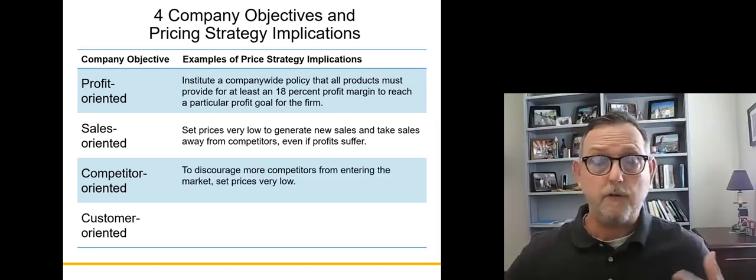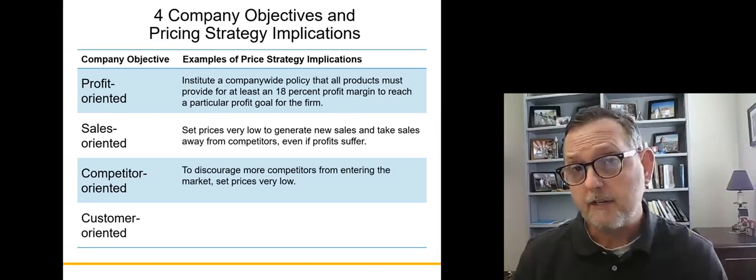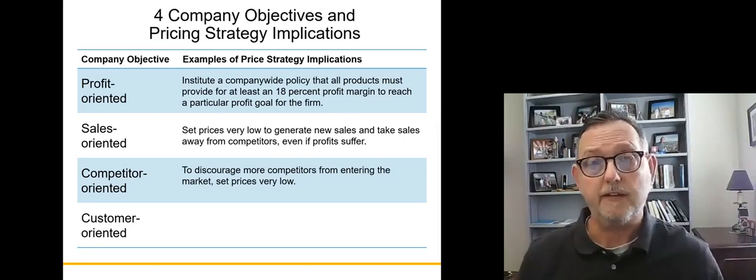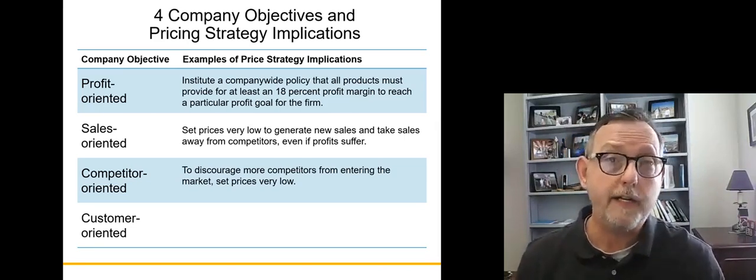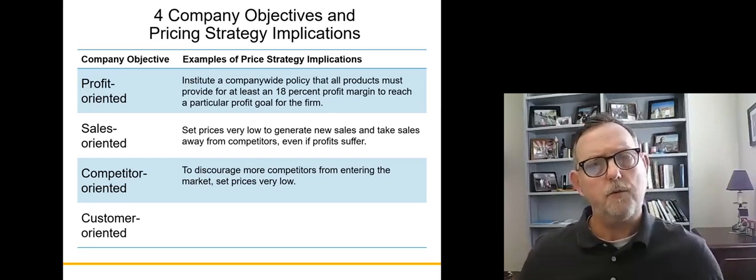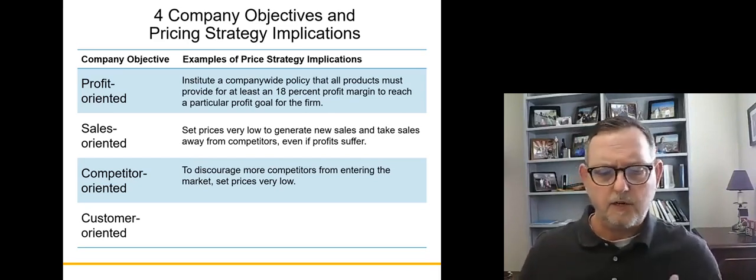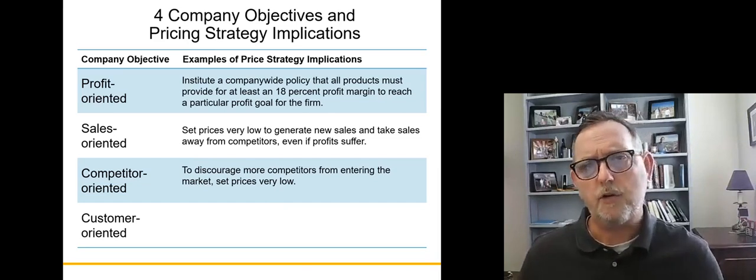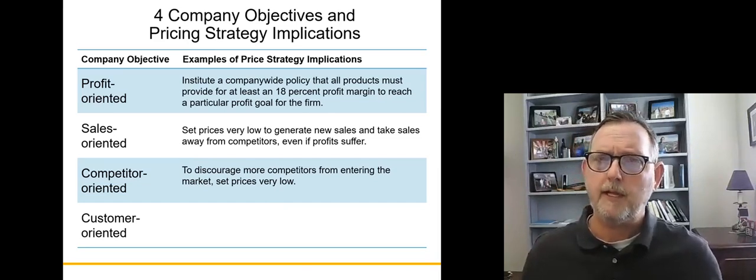Another goal or objective we may have from a company's perspective would be our relationship with our competitors. Again, remember, when we change our price, we're also changing demand for our product.